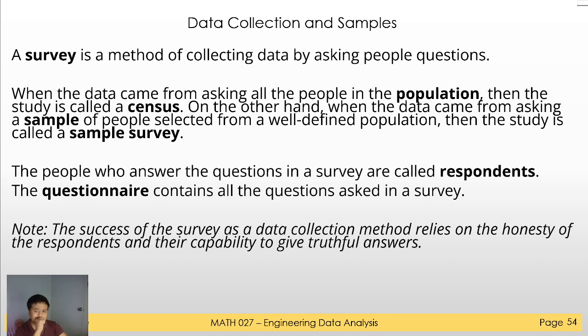Now, with regards to the people involved in the survey, they're called the respondents, and the questionnaire is obviously the one that handles all the information that is needed for the data collection. Usually we have some biases that could affect the validity of our study. So sometimes people are not that truthful in their answers. That is one of the downsides of a survey.